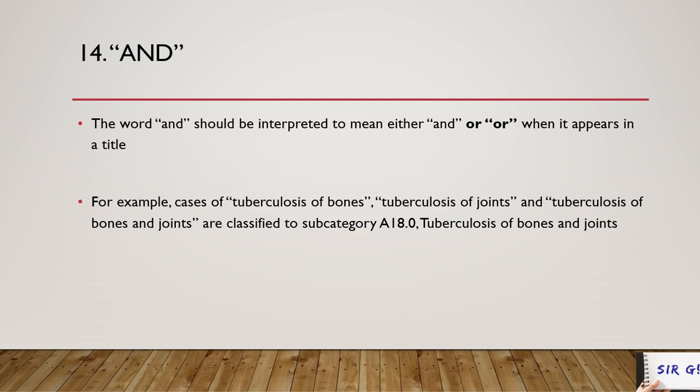So a common example: a patient has tuberculosis of bones. The patient also suffered tuberculosis of the joints. Tuberculosis of the bones and joints is classified as A18.0, tuberculosis of bones and joints. Meaning in this guideline, for example, the doctor documents tuberculosis of bones only. Can you use A18.0? Yes. What if the documentation is tuberculosis of the joints only? Can you use A18.0? Yes. Because remember, the definition of "and" is also known as "or" in your ICD-10-CM. So don't be confused, guys. And/or is the same thing in your ICD-10-CM.